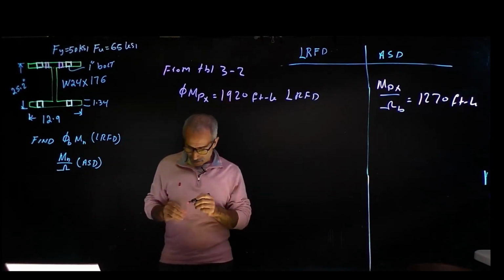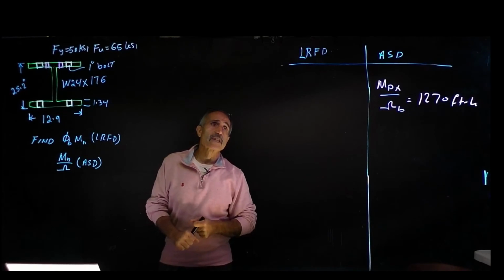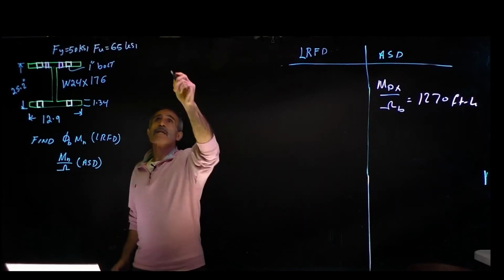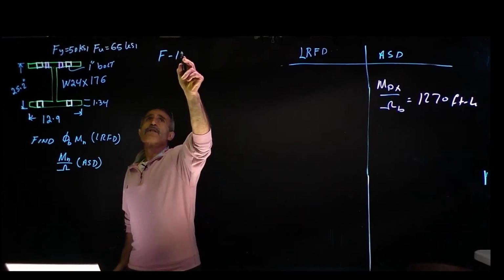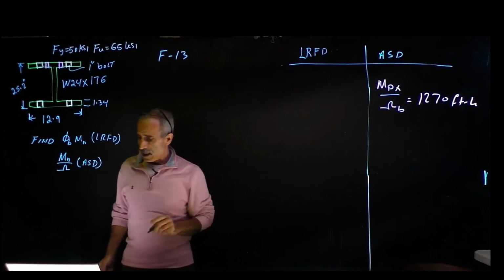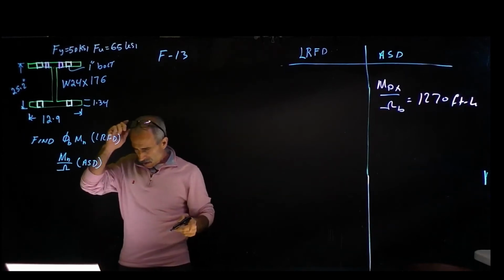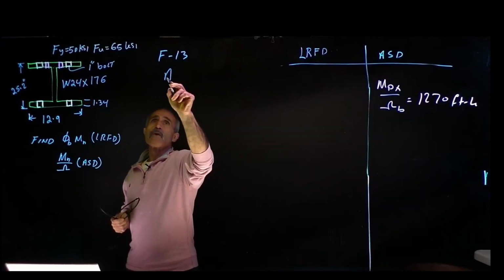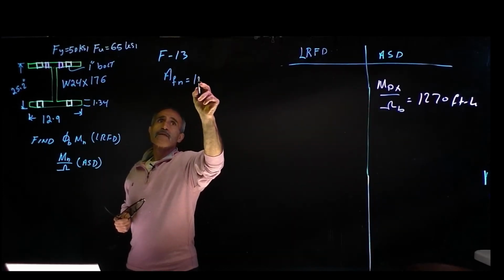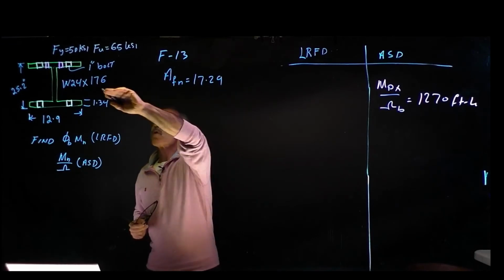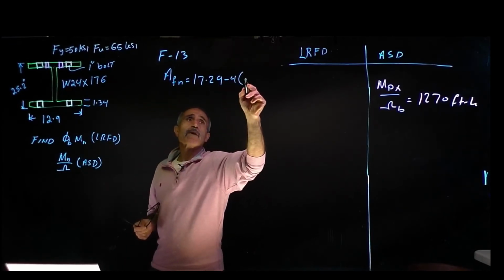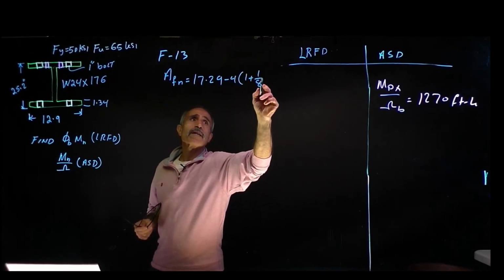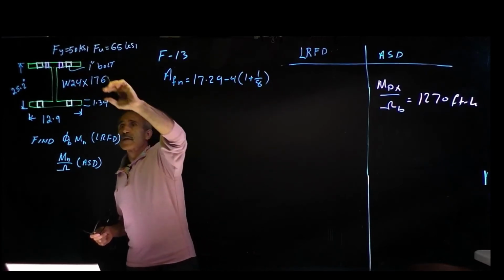Let me erase this. Okay, again, we're going to satisfy the requirement in section F13 of the spec, and it's on the board. So I'm going to recalculate all that. We already calculated the gross cross-sectional area, which came out to 17.29, so I'm not going to do it again. So I'm just going to do AFN, which was 17.29. We've got 4 bolts, so we're going to subtract 4 times 1 plus 1/8, and the thickness is 1.34.